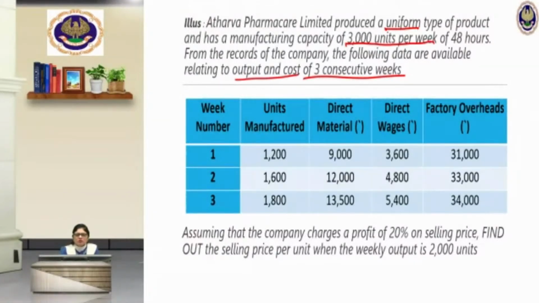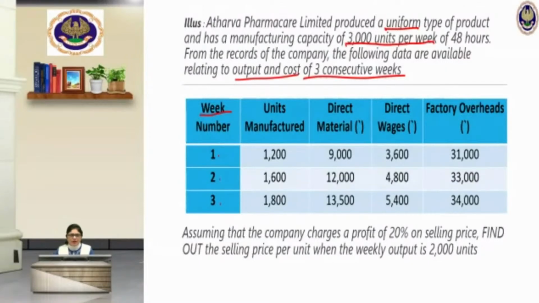So output and cost of 3 weeks are given. See, week number 1, week number 2, and week number 3. Units manufactured are 1,200, 1,600, and 1,800. So total manufacturing capacity is 3,000. In the first week, they could manufacture 1,200, in the second week 1,600, and in the third week 1,800. All right. That means not fully utilized. Direct material, direct wages, and factory overheads. This is the information given.